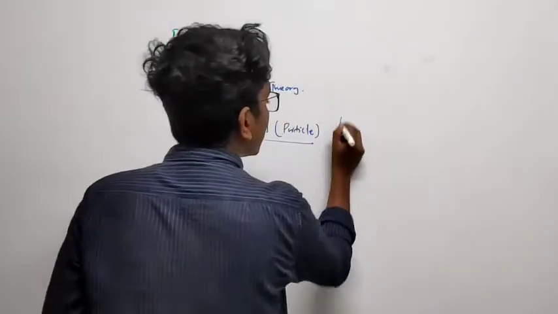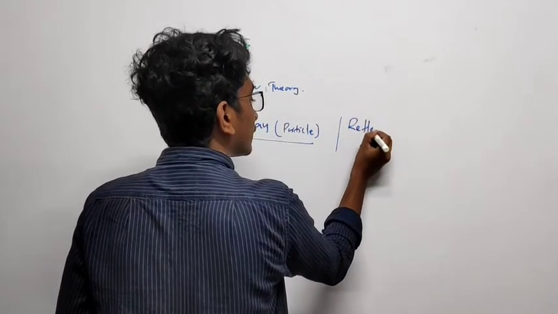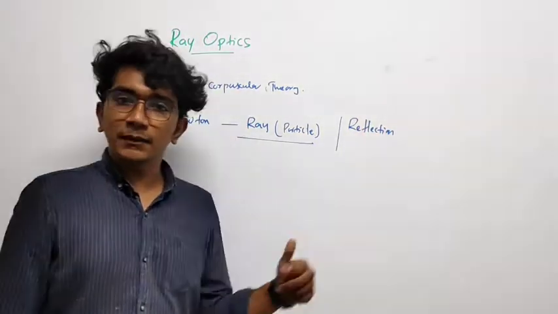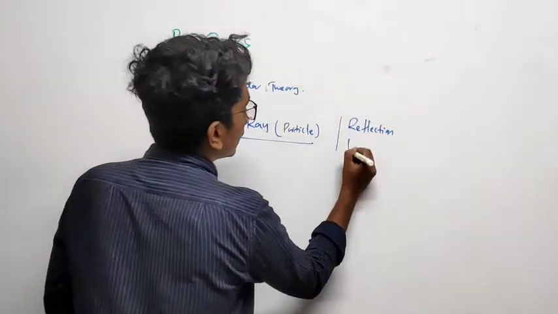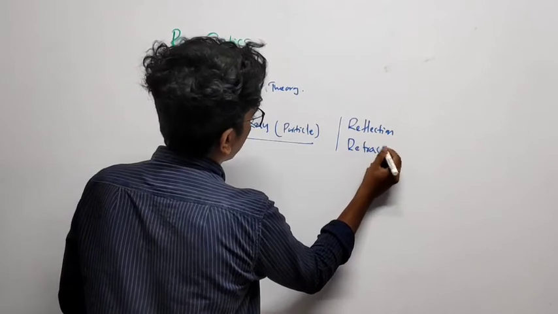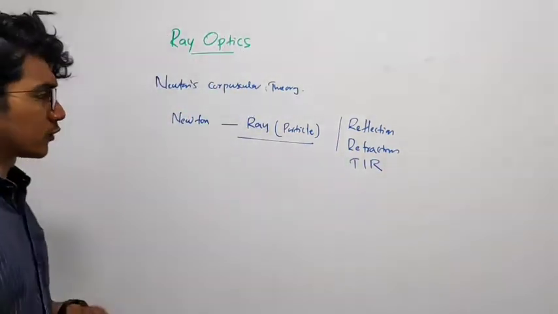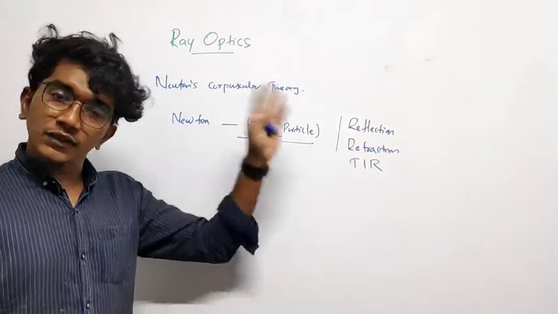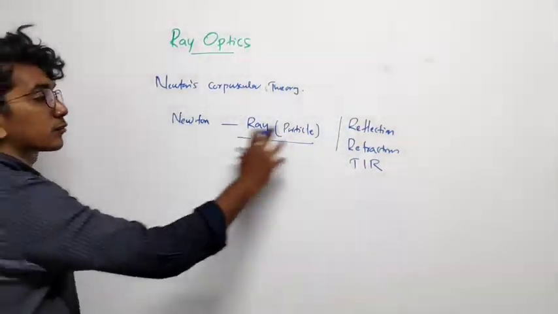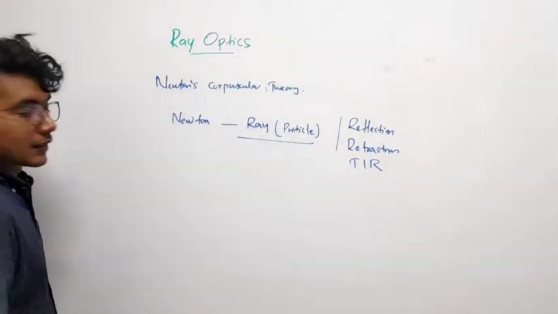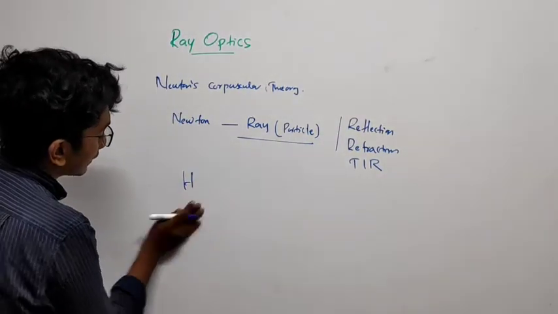Reflection, refraction, and total internal reflection. Don't worry, you must have heard all these words, and we will discuss them again and again. If you don't know this, don't worry, we will discuss that. So Newton could explain all these things. Then who came? Then Christian Huygens came.